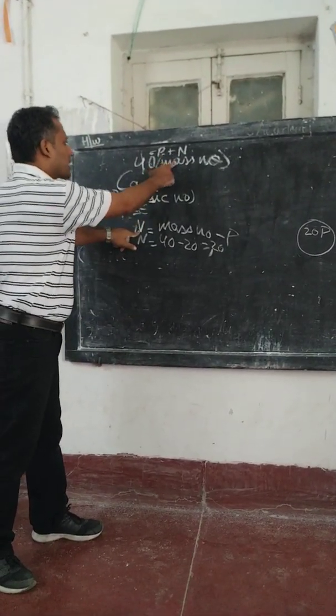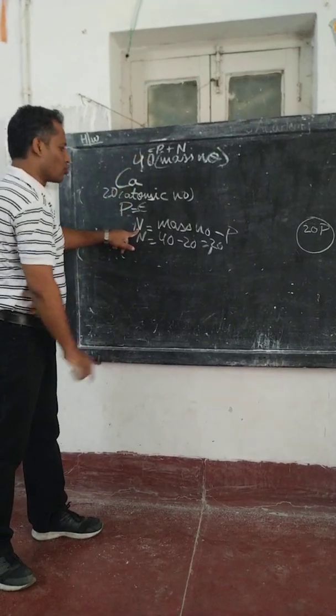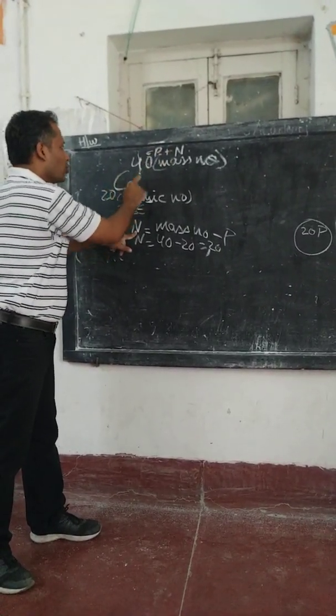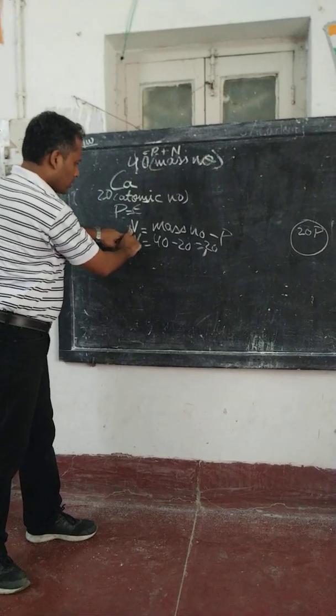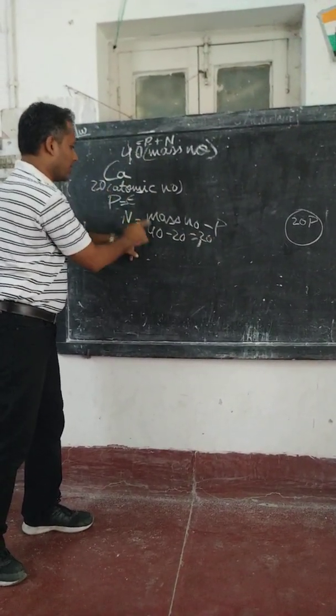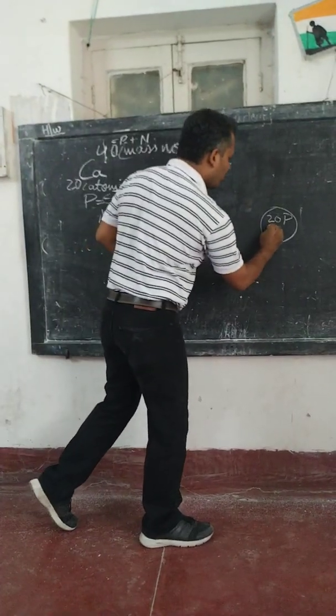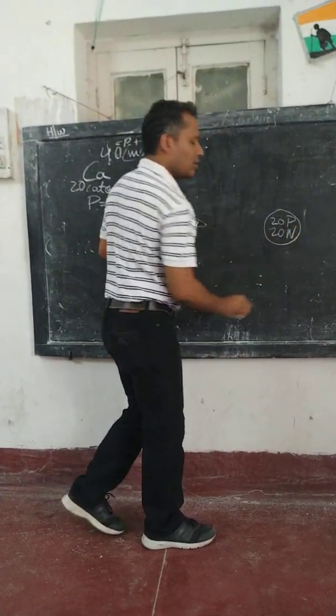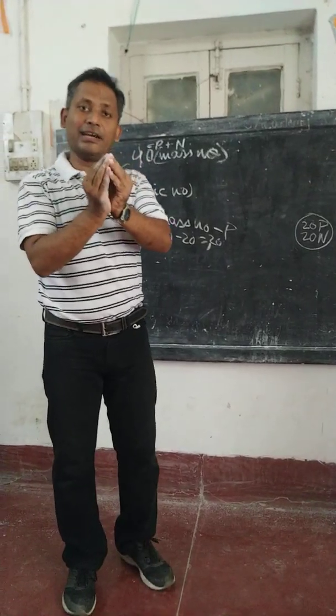How many neutrons? To find out neutrons, mass number minus atomic number will give you neutron. Neutron equals mass number minus protons. That is 40 minus 20, which is 20. So you have 20 neutrons. So protons and neutrons are there in the center, called the nucleus.